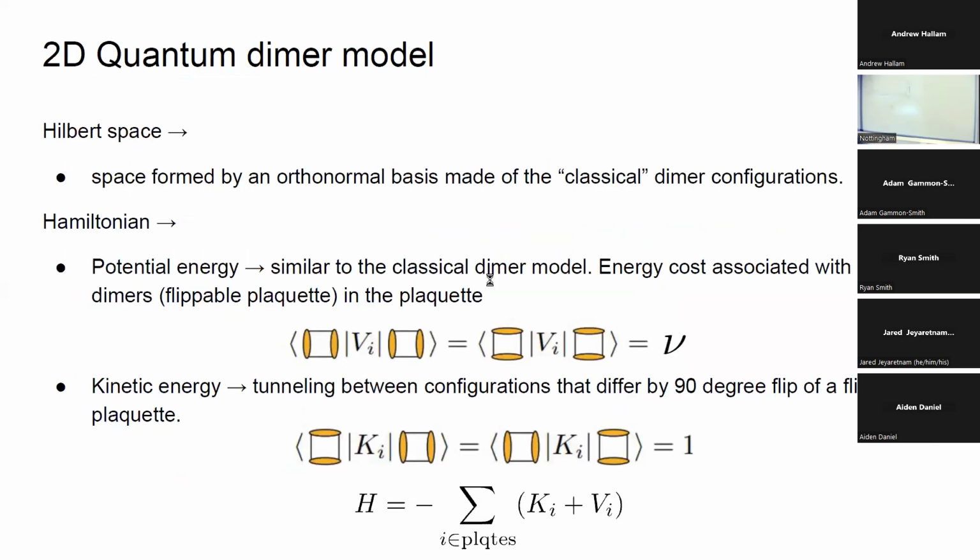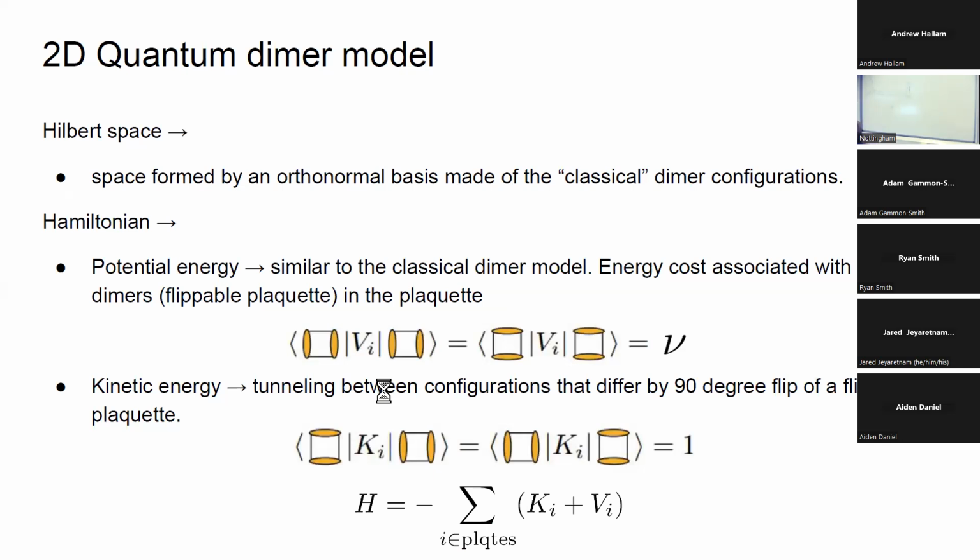Now we go to the quantum version of the dimer model, where the Hilbert space is formed by the orthonormal basis made up of the classical dimer configurations. The Hamiltonian is a generalization of the Hamiltonian that I had described for the classical dimer model. There's a potential energy term, which essentially gives some strength V whenever there are two parallel dimers in a plaquette.